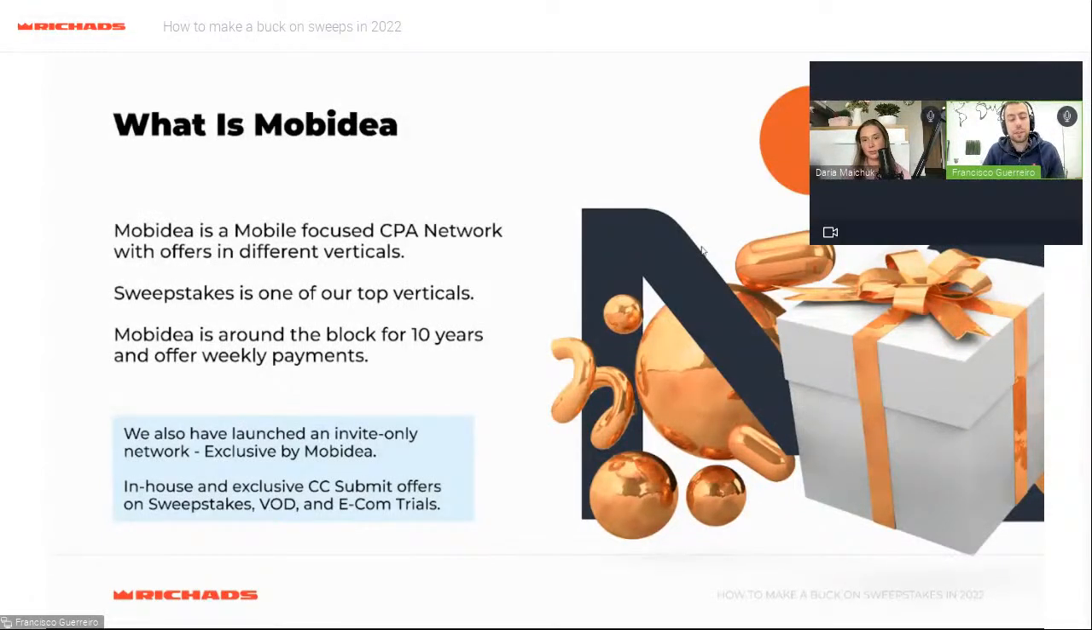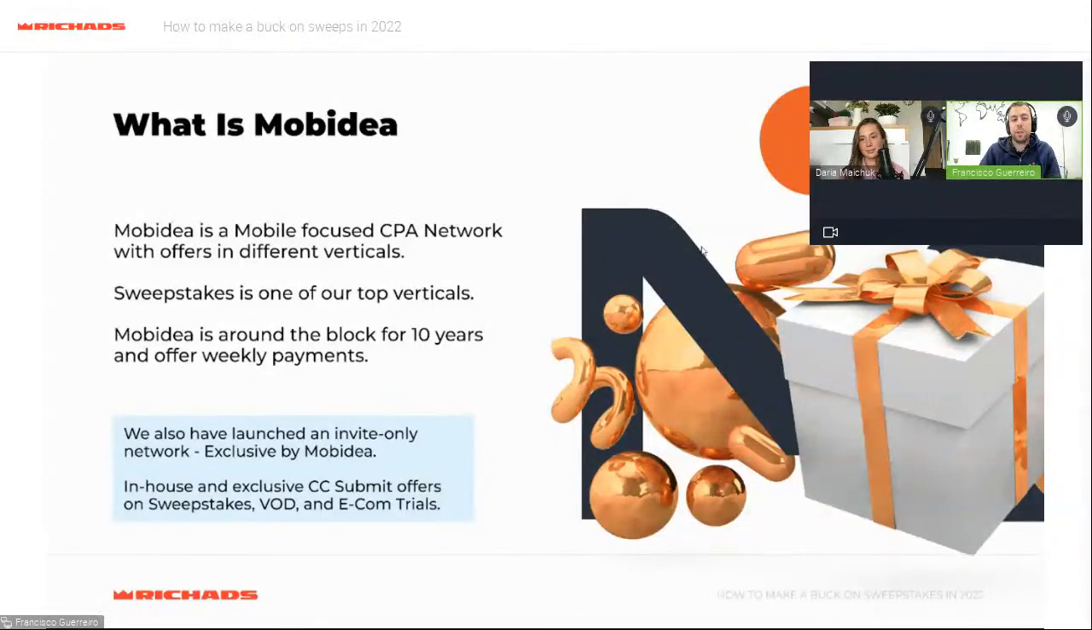And we offer weekly payments. We also have launched recently an invite-only network exclusive by Mobidea, which has a credit card specialization of offers, which includes sweepstakes, VOD, and e-com. So this is the network that I work with as an account manager.